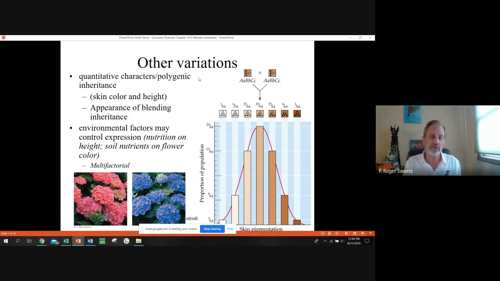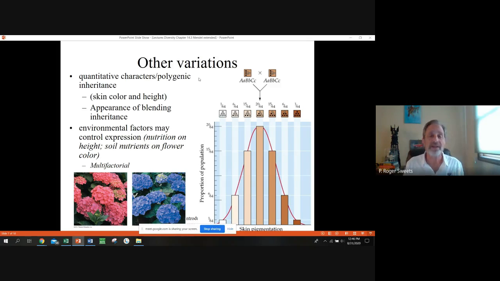We see this also with soil nutrients and flower color. If you have hydrangea, like I do outside, my hydrangeas are usually white. But you can feed different kinds of soil to hydrangeas and other flowers, and then they end up coming out with different colors depending on what exactly the nutrient content of the soil was.